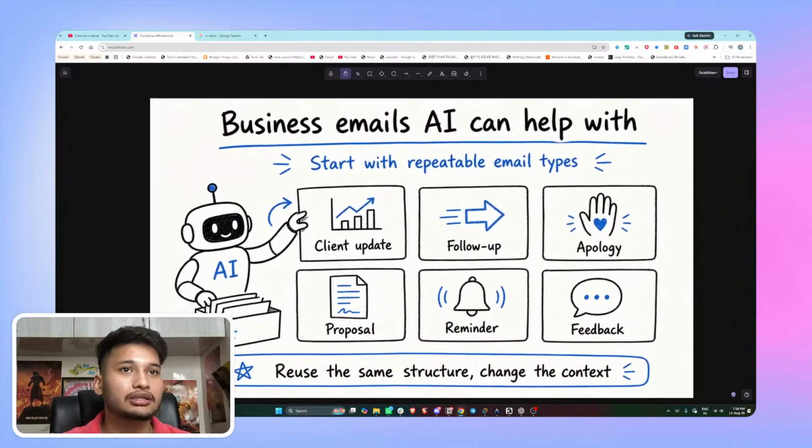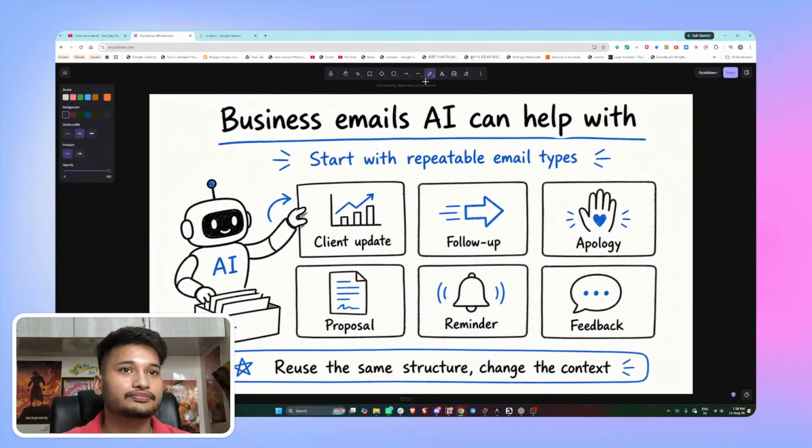So next thing is business emails. AI can help. Start with repeatable email types: client update, follow-up, apology, proposal, reminder, and feedback. You can create drafts for all of these things, because this is kind of a repeatable task that we have to do. Like you have to send a client update, follow-up, apology, proposal, reminder, feedback. So this should be like a template, and you just put in the context, then it will create a complete draft, and after checking you can send it to the recipient.